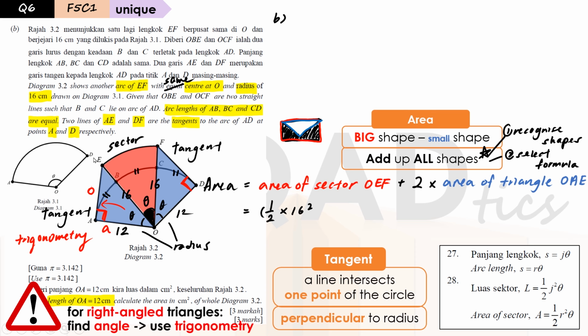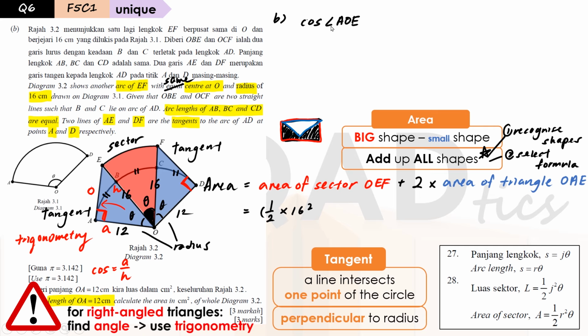Because this line here is actually the hypotenuse, right? The hypotenuse. Okay, so now since 12 and 16 here are given, let us use A and H. And which trigo function uses A and H? Cos, right? Because cos is A over H. So let us use cos to find out the angle here.